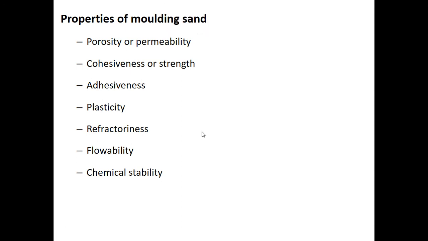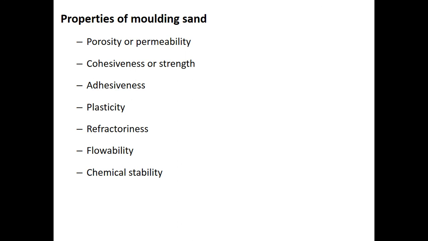So once the molten metal is ready, please note that the molten metal always contains some amount of dissolved gases, which come out when the metal solidifies. As the hot metal comes into contact with the mold, what will happen? The moisture content gets converted into water vapor or steam. The mold sand should allow these gases and the steam to escape through the mold walls.